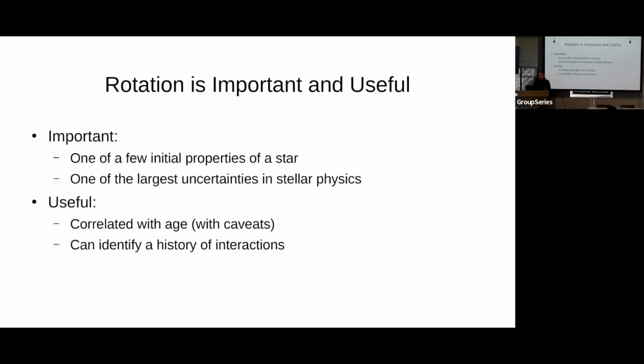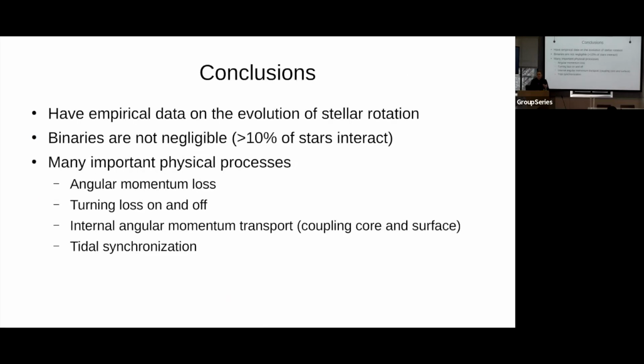So in this talk, I'm going to try and convince you that we have empirical data now, detailed empirical data on the evolution of stellar rotation, and that binaries are not a negligible part of that. That something like 10% of stars or more interact with something over the course of their lifetimes. And finally, that rotation is impacted by a whole bunch of different important physical processes, things like angular momentum loss, things like that loss turning on and off over the course of the star's life, the internal angular momentum transport between the core of the interior of the star and its surface, as well as the effects of tides and tidal synchronization.